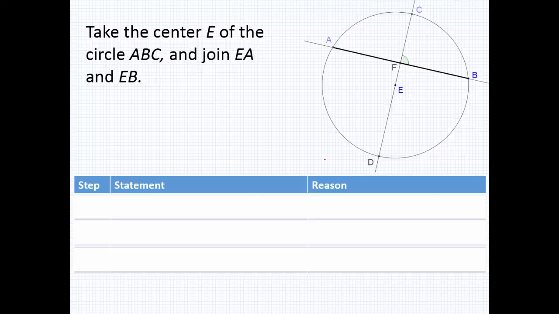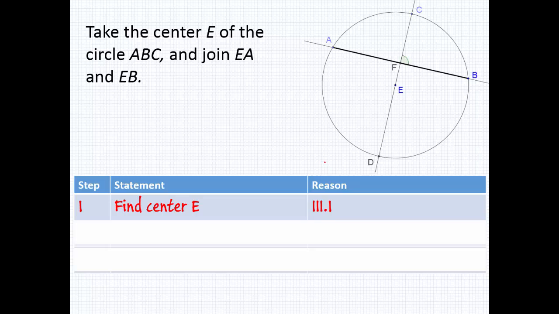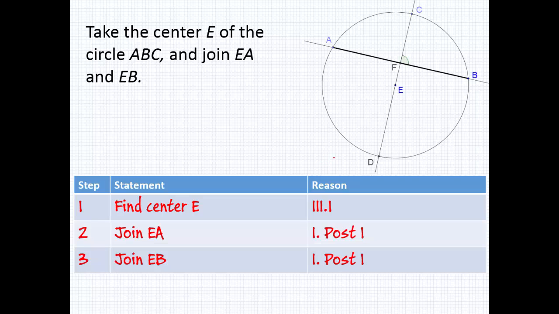The proof begins by saying, take the center E of the circle ABC. Book 3, Proposition 1, showed us how to find the center of a circle. Next it says, join EA and EB. We know how to do that from Book 1, Postulate 1. You can probably see where Euclid is going with this because we have two triangles here that have a common side.